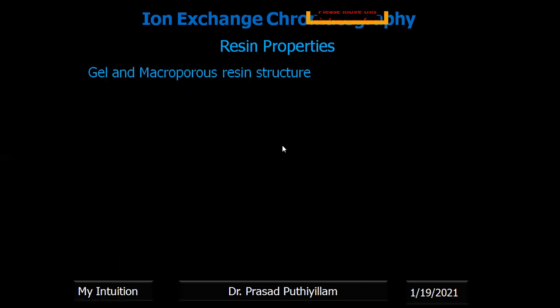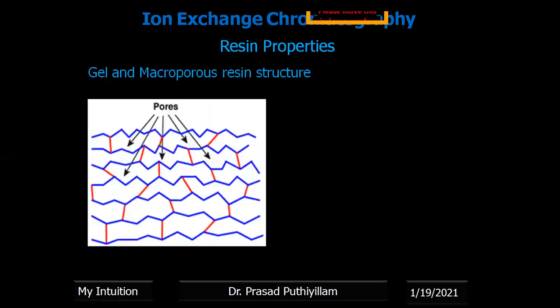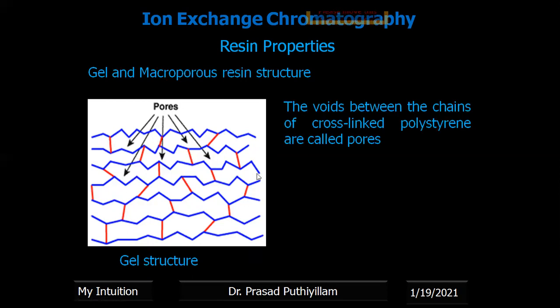So, the gel and macroporous resin structure. The gel structure is given first, and the macroporous structure is explained in the next slide. Here we can see this is actually a cross-linked polystyrene. The blue lines represent the polystyrene chain, and the red line represents the cross-linker, that is DVB, divinyl benzene. In this type of polymerization, cross-linking, the voids between the chains of cross-linked polystyrene, we call them pores.